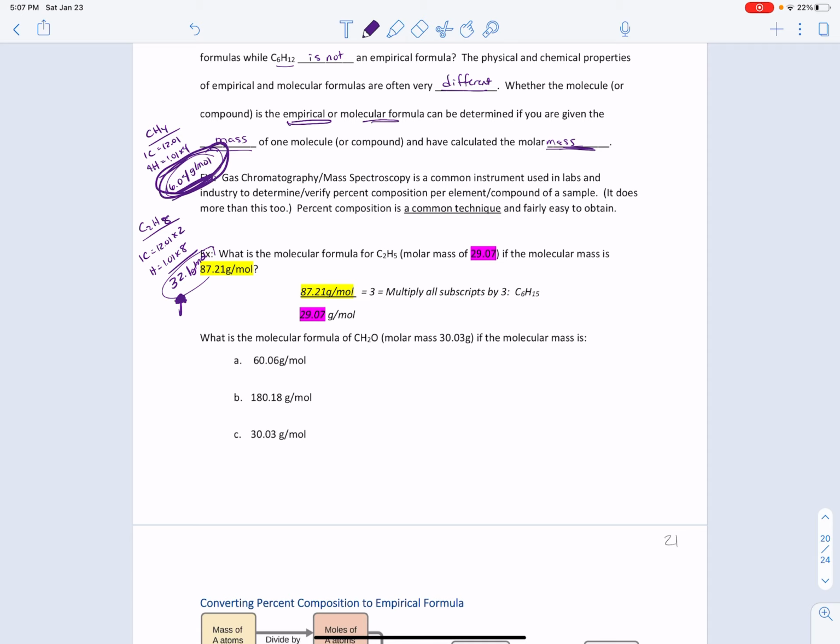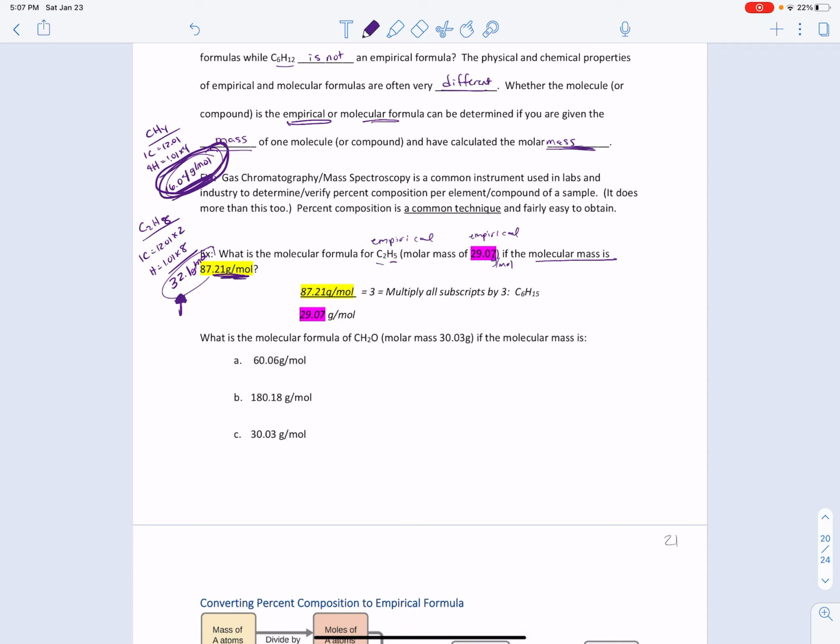What is the molecular formula for C2H5? And this is the molar mass from the chart. If you add it up, that's what you get. That's grams per mole. And so this is the empirical, by the way. If you didn't catch it, that's the empirical. That's the molar mass of the empirical. Then we have the molecular mass is this number. So that's the molecular mass.